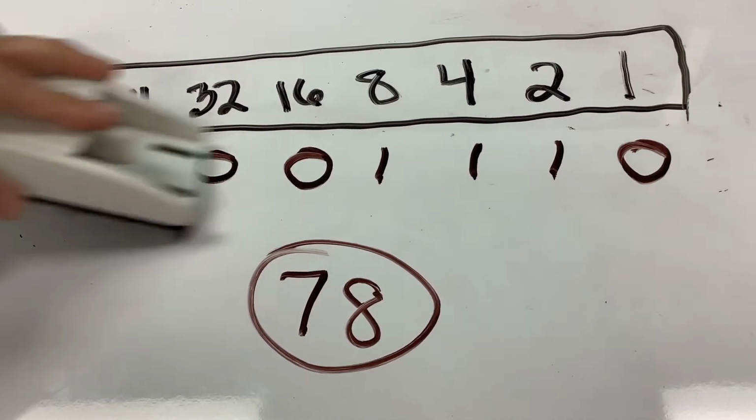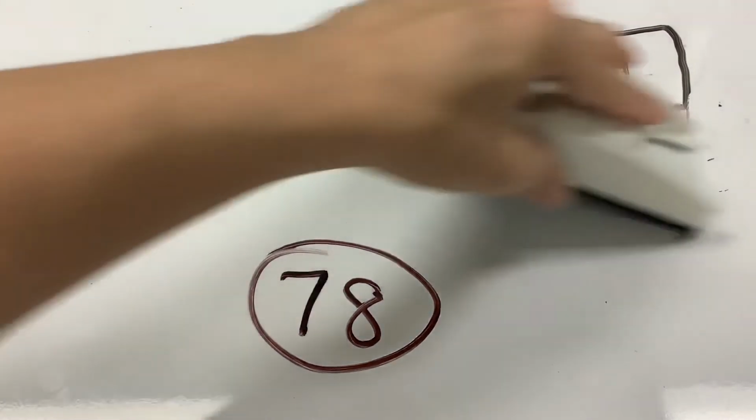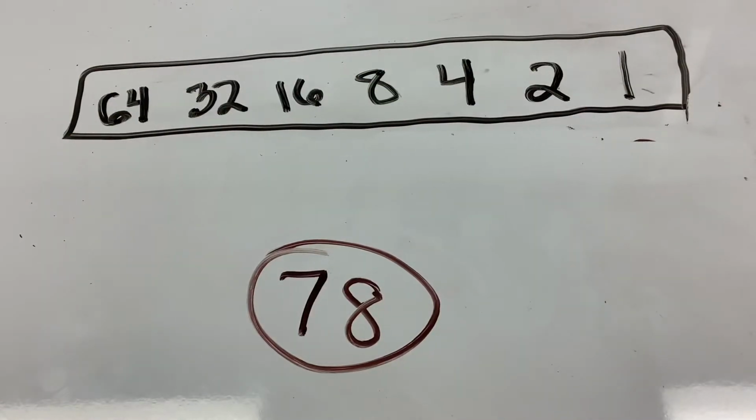And this can be a little bit harder. So let's look at 78 again. Now, if you remember what I just had down on the whiteboard, then you'll know what the ones and the zeros were. But let's pretend that we haven't seen that binary number yet. So how do we figure this out?